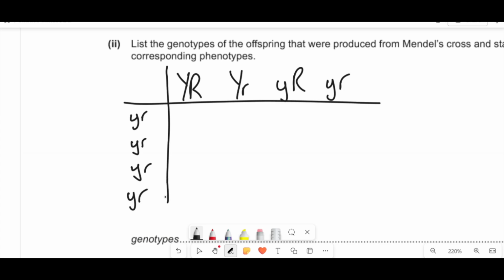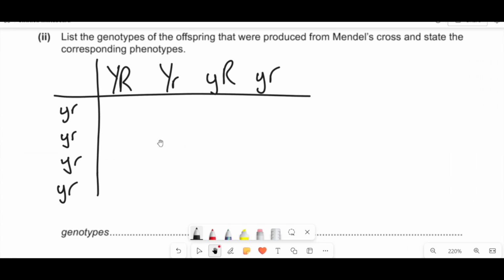Now, when you're doing these crosses, you need to make sure that you keep them consistent. So I always stick to doing, and I think it's best to, dominant first, then recessive for the other thing, then dominant first, and then recessive for the other thing as well, like that. So in this sense, we're going to have big Y, little y, big R, little r. We're going to have big Y, little y, little r, little r. We're going to have little y, little y, big R, little r. And then little y, little y, little r, little r.